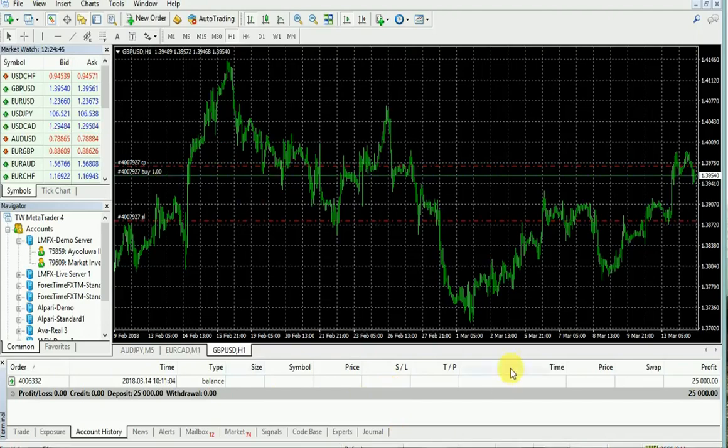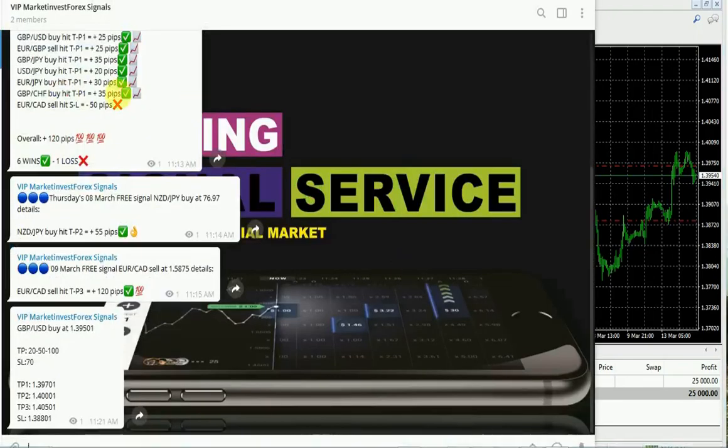So basically, following the signals, we have our first take profit point at 1.39071. Our second is 1.4001. The third is 1.40501. Our stop loss, which has been set, is 1.38001.